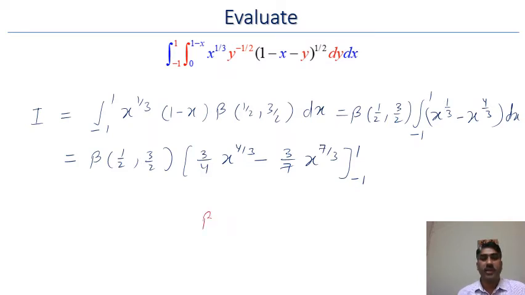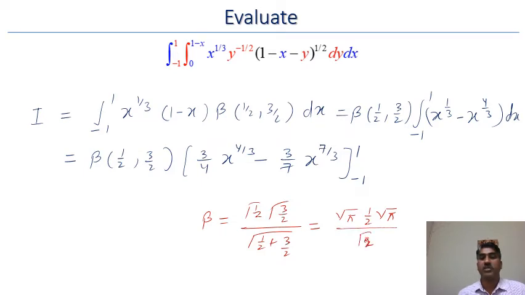So beta is gamma half into gamma 3 by 2 by gamma of (1 by 2 plus 3 by 2). So gamma half is root pi. You already know gamma 3 by 2 is 1 by 2 root pi. You already know this, and the denominator becomes gamma 2, and gamma 2 is just 1. So we get pi by 2. So beta 1 by 2, 3 by 2 is pi by 2.